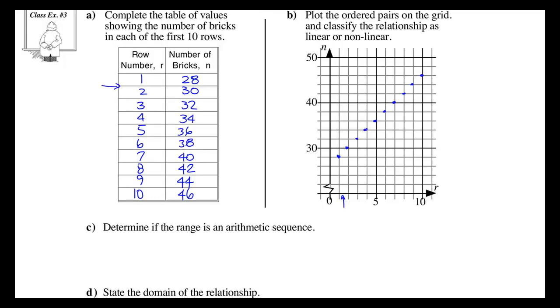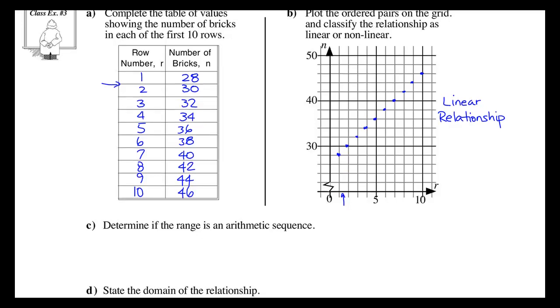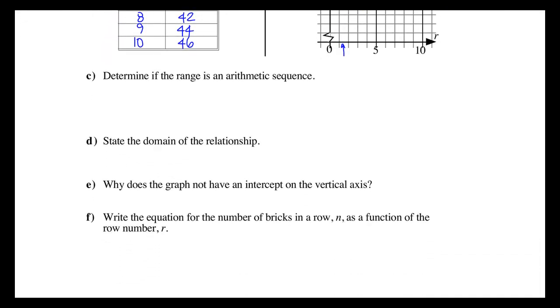The dots here do go up in a straight line, so if I did connect the dots, they would all be joined together in a straight line, which makes it a linear relationship. So linear just means straight line. Nonlinear would be curving. Part C, determine if the range is an arithmetic sequence.